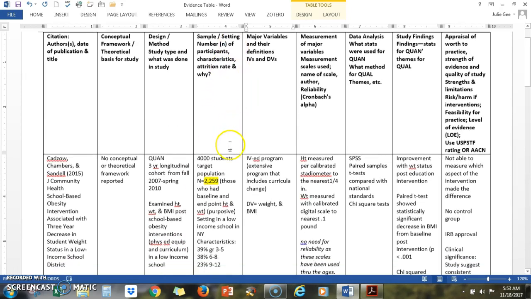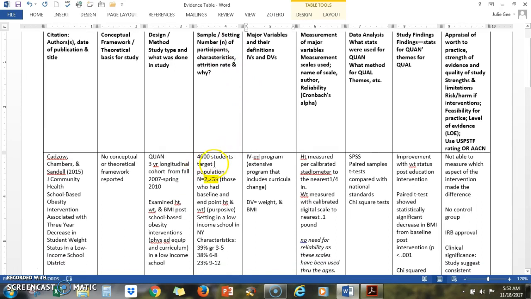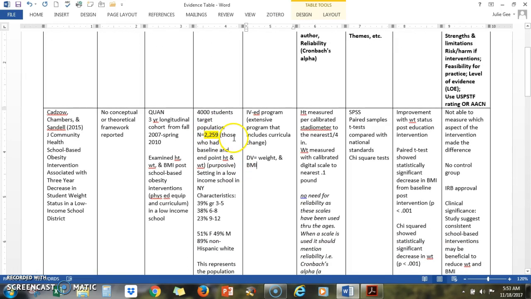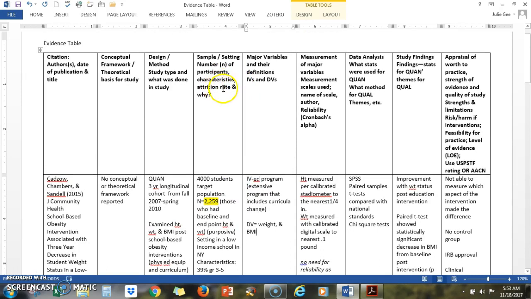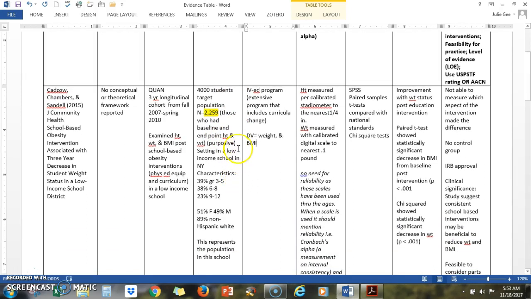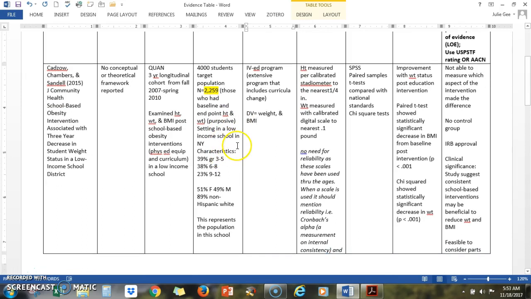Okay, the sample and the setting. We know we had 4,000 target students, and we ended up with this sample, N, and I write in here, why didn't they use all 4,000? It was because these people had the endpoint, height and weight, the baseline and the endpoint. Okay, it was a purposive sample, meaning they selected who they needed, which is fine. And the setting was a low-income school in New York.